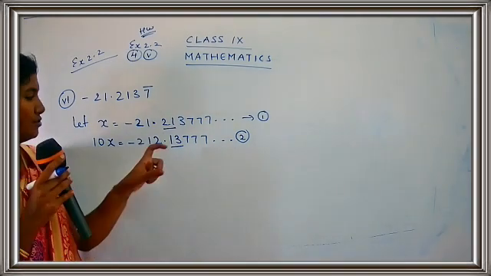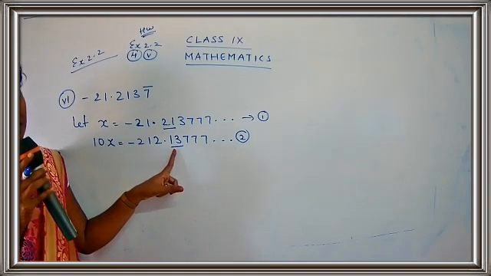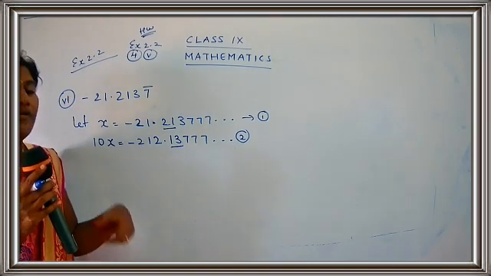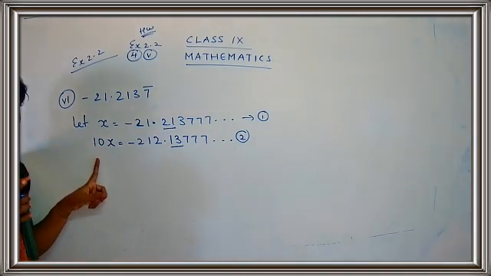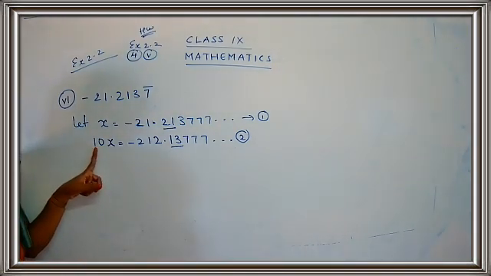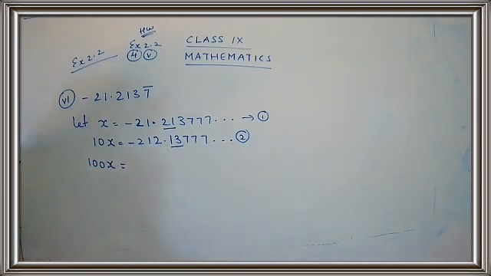Okay, children. Here I am having the number 21, and here I am having the number 13. So what are we going to do? We are just going to do one more step. What is the next step? Now multiply by 100. First we found 10x, now you have to find out 100x. Let's find out 100x.